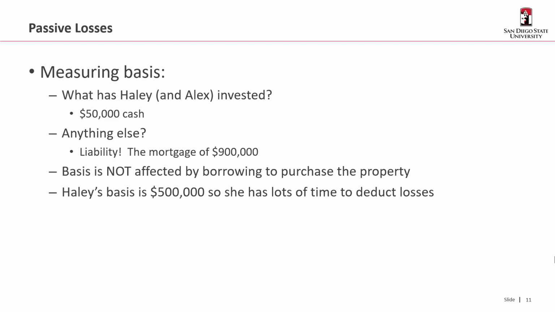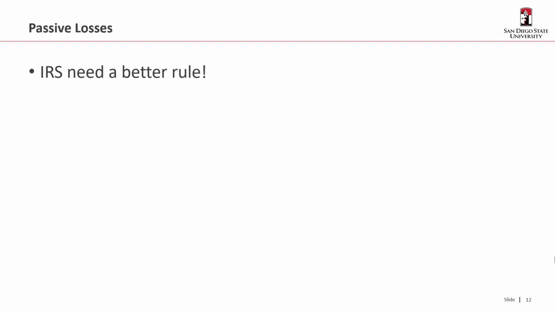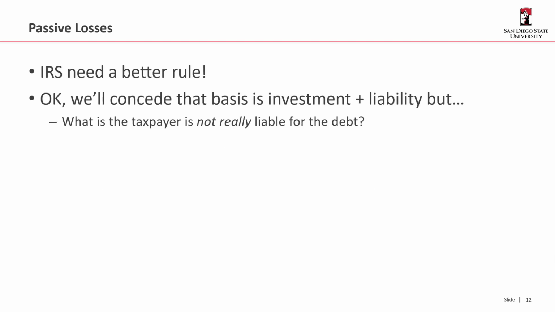Well, okay, so we've ruined this. Now we're back to square one. We've got this investment. It's throwing off losses. It's generating cash. How is the IRS going to shut it down? They need a better rule. So they came up with something that says, okay, look, we'll concede that the investment is basis, and we'll concede that the liability is basis. But what if the taxpayer really isn't liable for that debt?